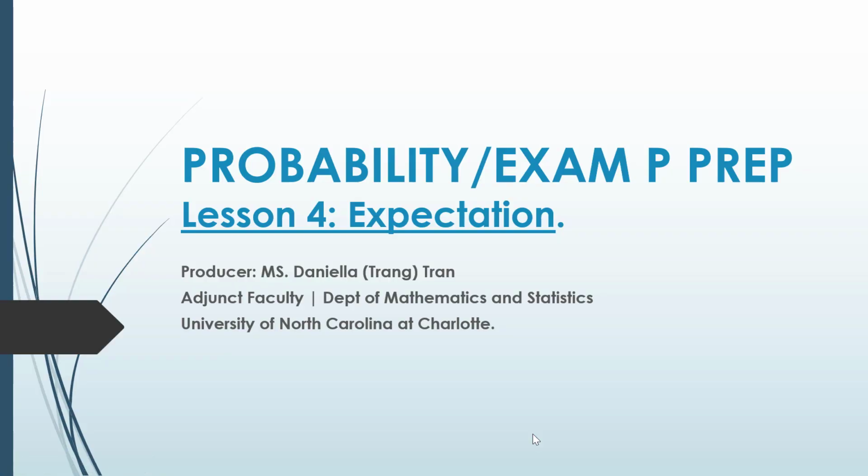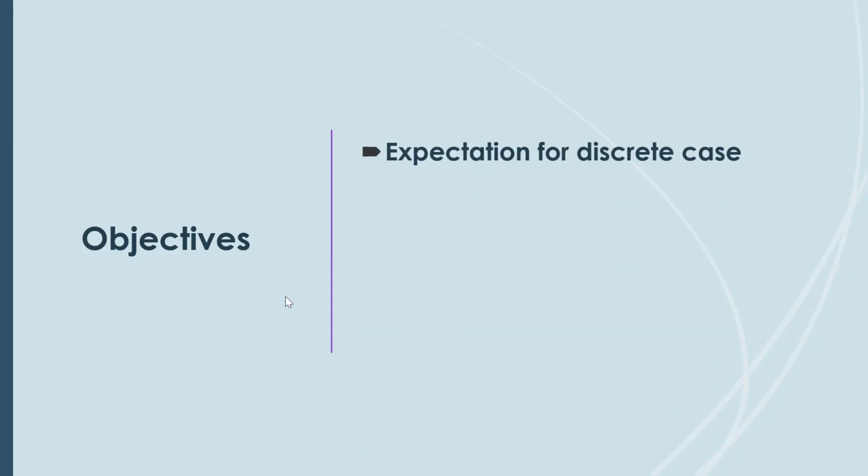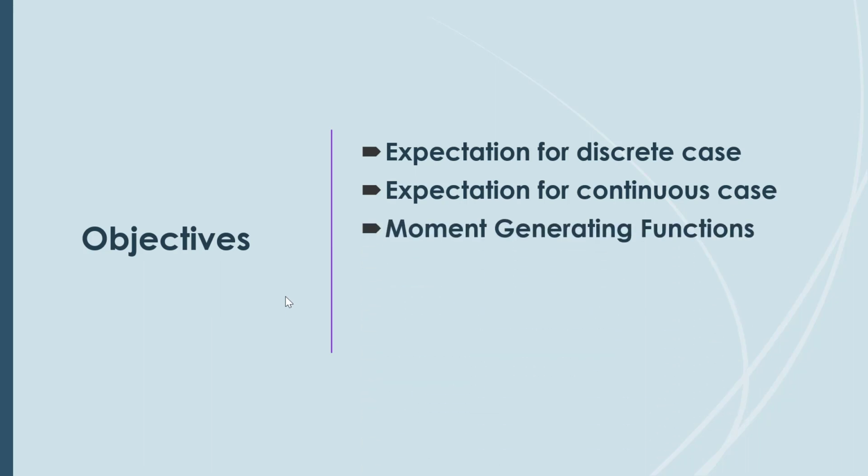Daniel's here and today I'm making my lesson 4 in probability and SMP preparation. In today's lesson I'll be talking about expectation and some distribution properties. So I'll be considering two cases, the expected value for a discrete random variable and the expected value for a continuous random variable. Moment generating function, we'll be talking about mode and skewness and also inequalities.